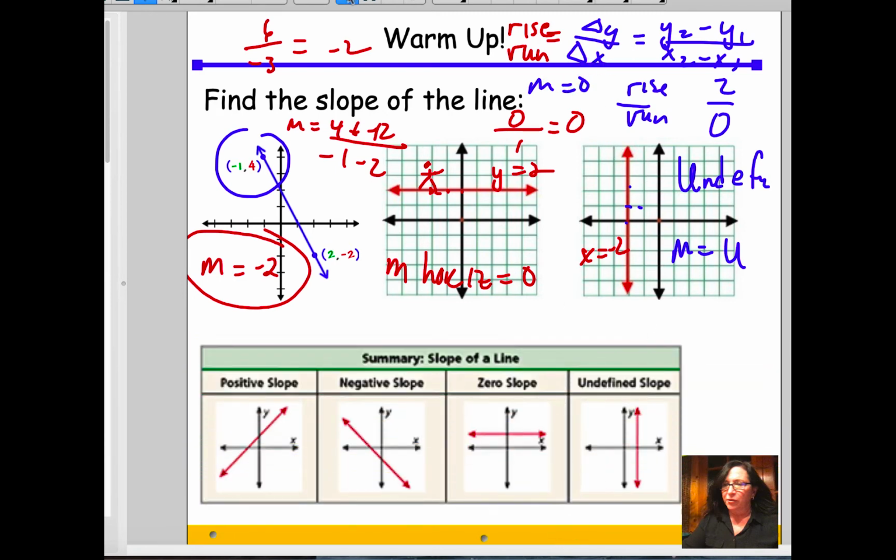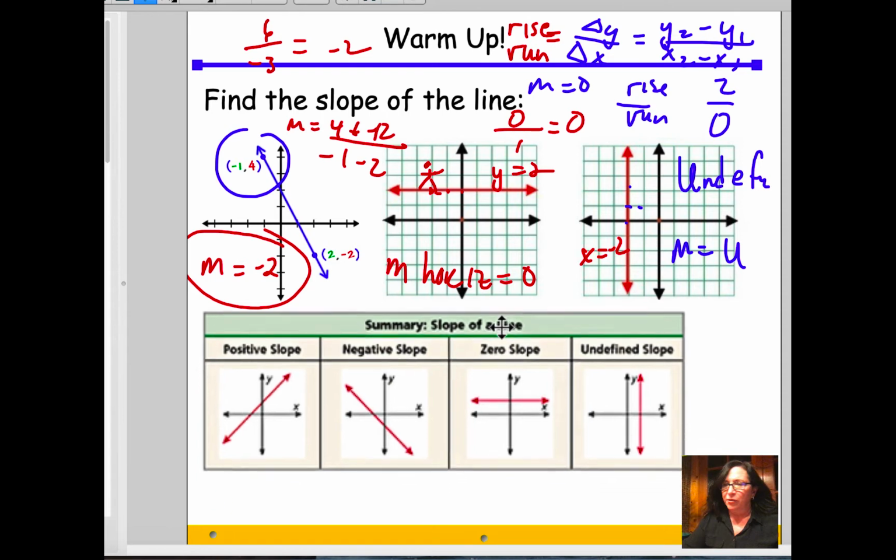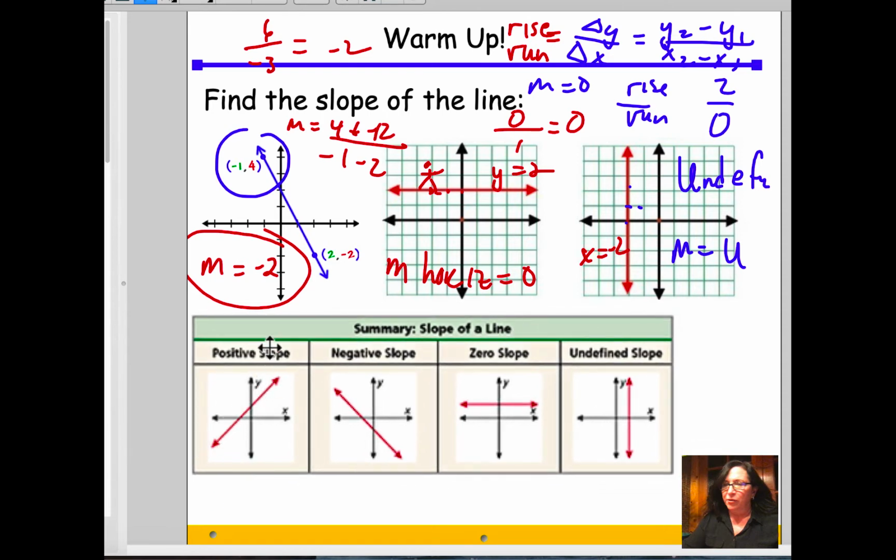And this right here gives me a summary of my slopes. We've got a positive slope because it goes up. We have a negative slope that goes down. We have a 0 slope that's horizontal, and we have an undefined slope for a line that's vertical.